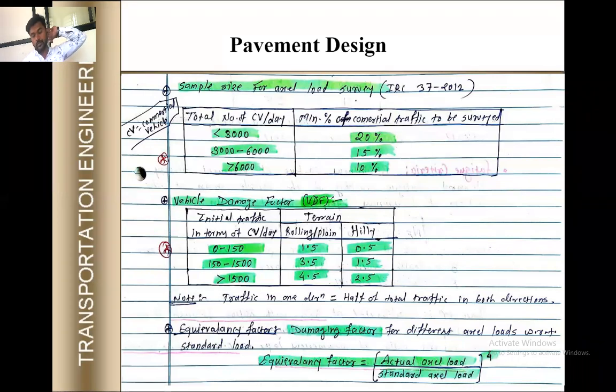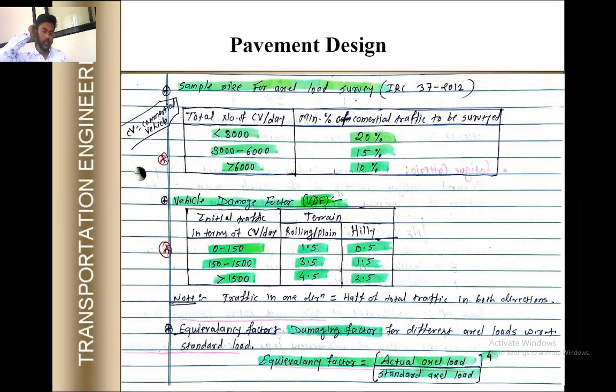And also when the traffic is in both directions, then the traffic in one direction is considered as half of the traffic. If the traffic is given as in both directions, then for one direction, it is generally taken as half of the traffic which is moving in both directions. Okay.